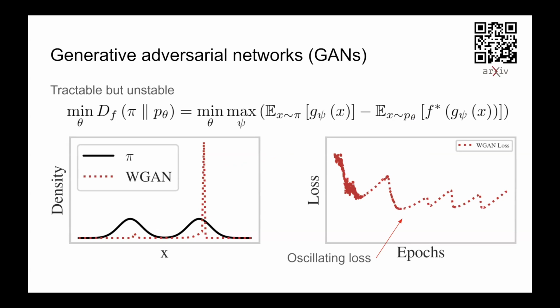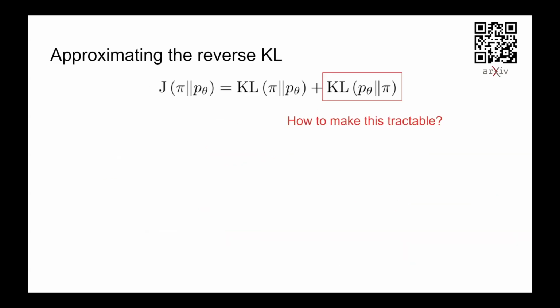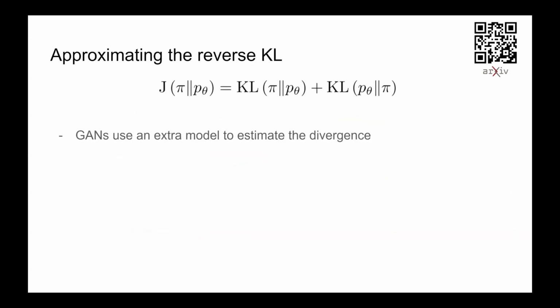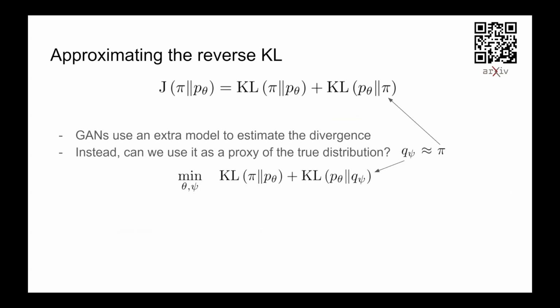And to approach this, we look again at the Jeffreys divergence and try to figure out how we can make this reverse KL term tractable. And we know that GANs add an extra model to evaluate the divergence. So can we just add a model to be a proxy, a surrogate of the true distribution? This allows us to write the Jeffreys divergence in the same way, just replace the true distribution with the proxy, which we can evaluate and basically make it tractable. The only thing we need to make sure is that this proxy is close enough to the true distribution to give us a good approximation.